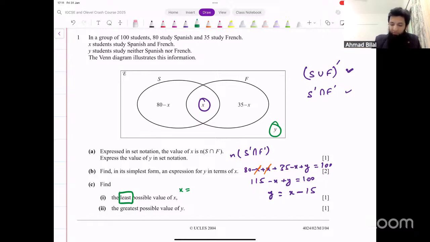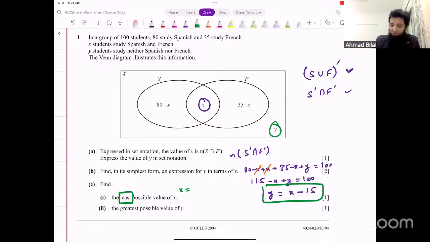If we input X equals 10, that also is not going to work, because if X is 10, Y is equal to minus 5. So Y cannot be negative, and X can also not be negative. But what's the least value of X that we can input so that Y is not negative? We are subtracting 15 here from X.